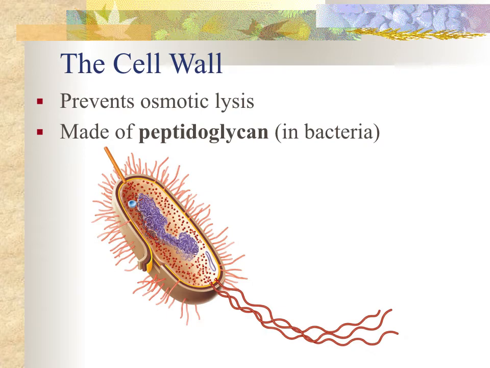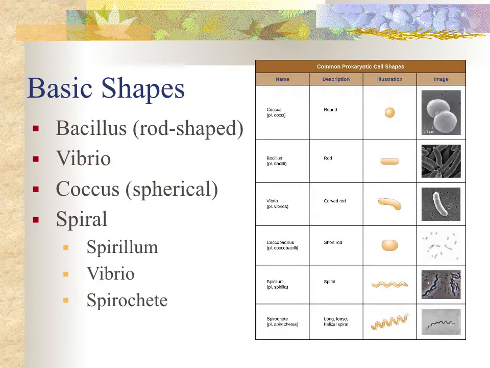The cell wall is a rigid structure, mostly made out of peptidoglycan in bacteria. That's a protein with a sugar component in it, and so it's a complex material that's linked together. It makes it rigid, and it prevents water from rushing in and bursting the cell. That's osmotic lysis, and it gives the organism its shape. I've already talked about the basic shapes: bacillus, vibrio, coccus, spiral. That shape is due to the rigid nature of the cell wall.